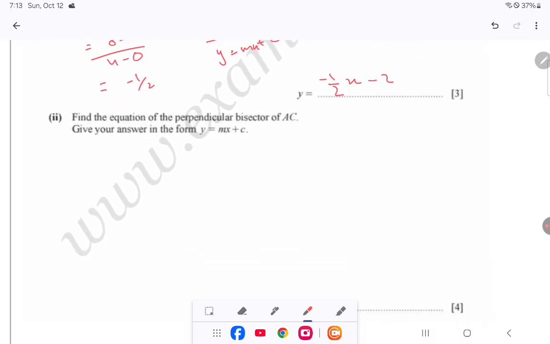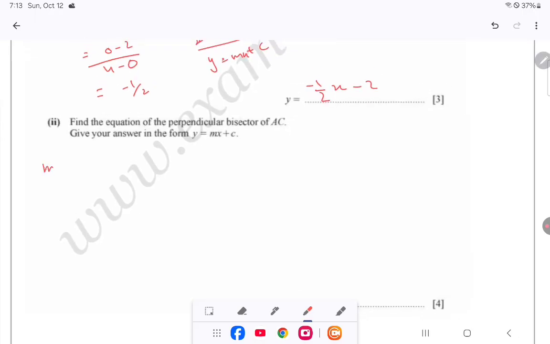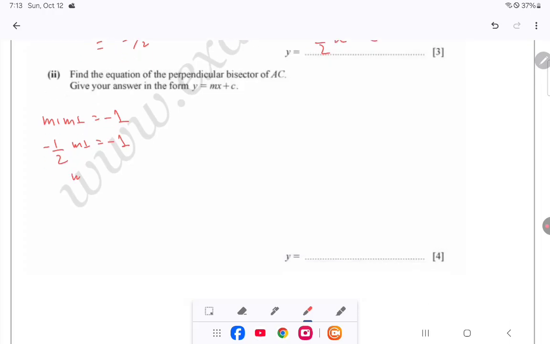This is our line equation. For part 2, find the equation of the perpendicular bisector of AC. Give your answer in the form y is equal to mx plus c. Again, m perpendicular is equal to negative of 1 over m1. We calculated the m1 which is half. Multiply both sides by 2. Negative, negative cancel. This is our slope which is perpendicular to AC.